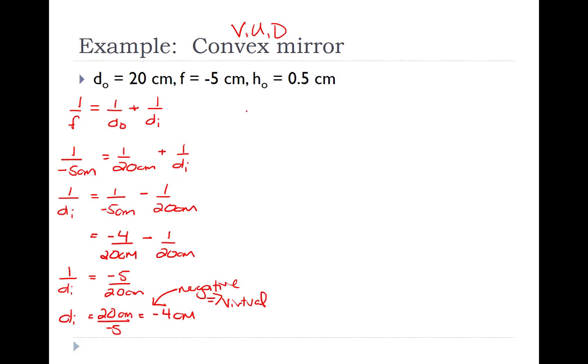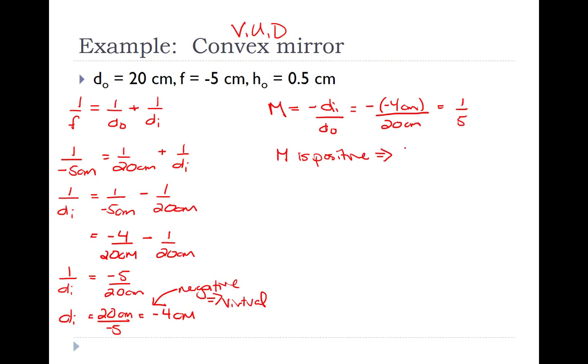Okay. Next, let's find the image magnification. The image magnification can be found by the negative ratio of the image distance to the object distance. So that's negative 4 centimeters divided by 20 centimeters, which is positive 1/5. There are no units on the magnification. Okay. This tells me a couple of things. First, I see that this is positive. By the sign conventions, that tells me that this is upright.